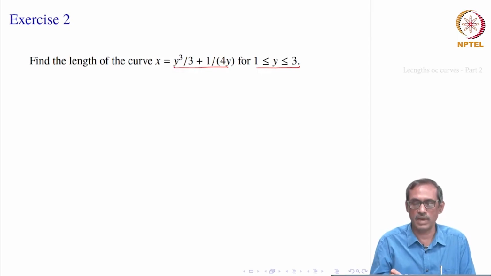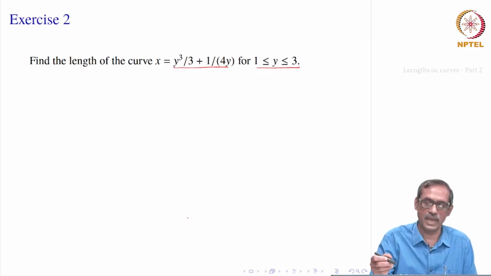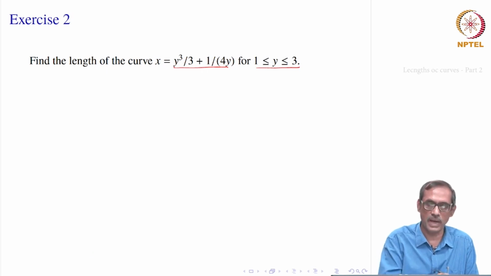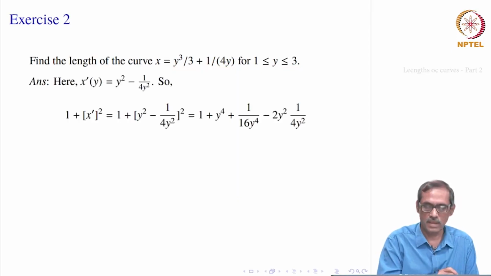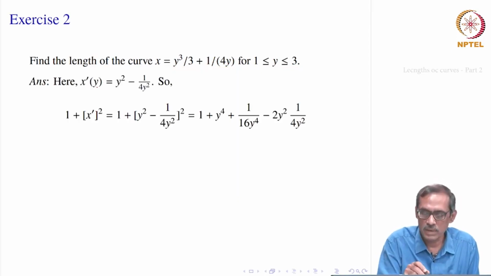So, here x is given as a function of y, then we can continue the same way instead of rewriting it, and we have a formula that way also, when x is a function of y and limits of y is given. So, we should find out the derivative of x with respect to y. So, we go for that.